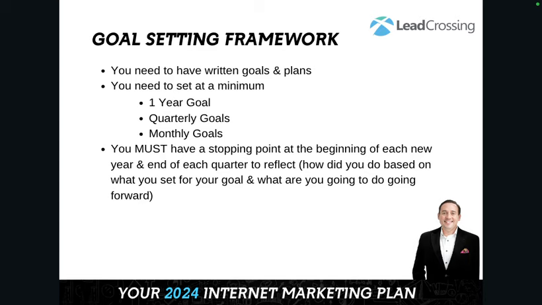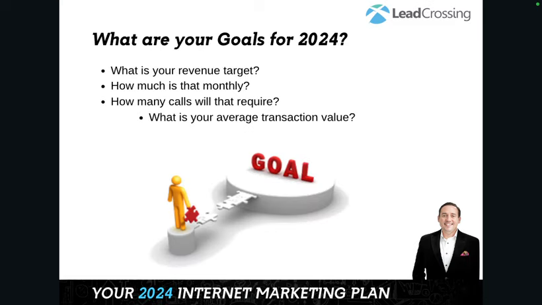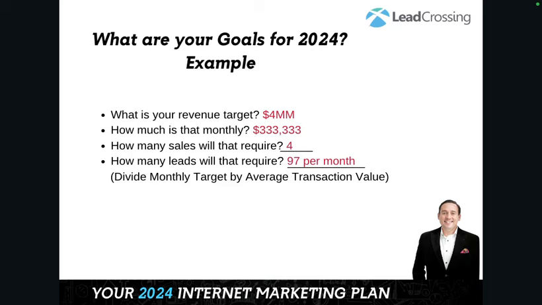You must have a stopping point at the beginning of each new year and the end of each quarter to stop and reflect. How did you do based on what your goal was and what you were trying to do? And from where you get what you actually did, how do you move forward? So what are your goals for 2024? Do you have a revenue target? Have you looked at what would it take to hit that number monthly? If you take your yearly goal and break that into months, how many phone calls is that going to take? What's the average transaction value worth at your community? These are the kind of things you have to start thinking about in order to put the proper goal together.